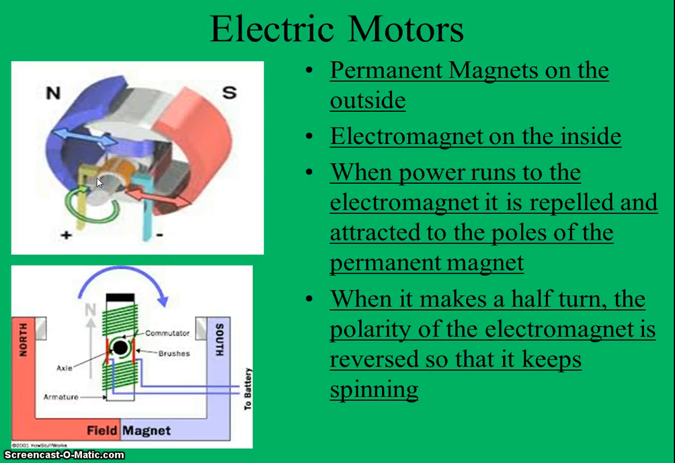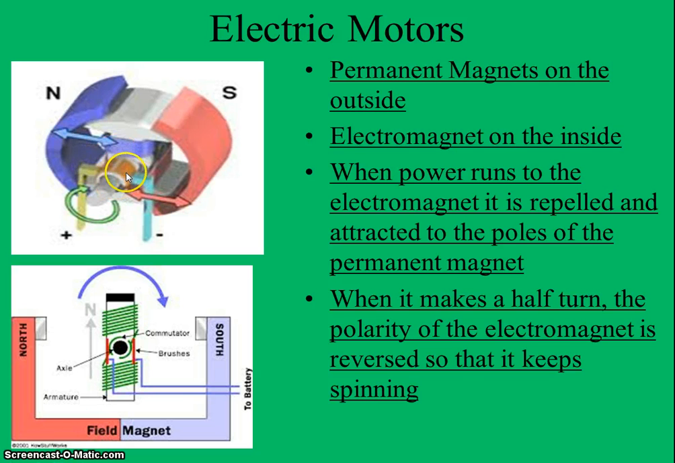When you run the current through the electromagnet, right, it's going to be repelled and attracted to the poles of the permanent magnet, because here you have a north pole, here you have a south pole. If you have that magnet in here, it's going to be repelled by one side, so it's going to get pushed around, and then it's going to be attracted and then it's going to be pulled. So you push and pull and push and pull, and it's causing this to turn, which is what makes our motor work.